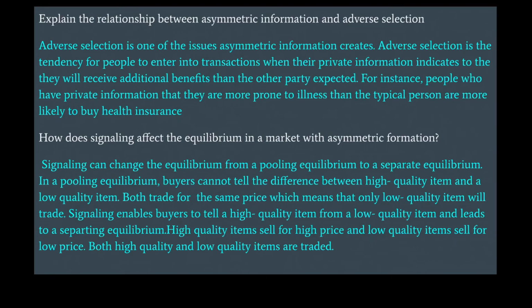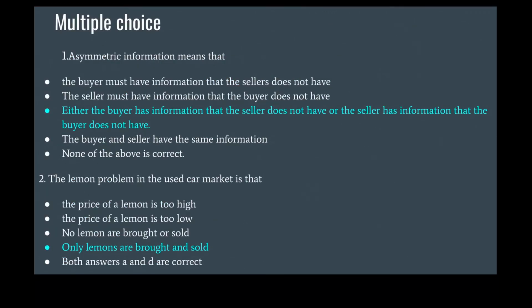How does signaling affect the equilibrium in a market with asymmetric information? Signaling can change the equilibrium from a pooling equilibrium to a separating equilibrium. In a pooling equilibrium, buyers cannot tell the difference between a high quality item and a low quality item. Both trade for the same price, which means that only low quality items will trade. Signaling enables buyers to tell a high quality item from a low quality item and leads to a separating equilibrium. High quality items sell for a high price and low quality items sell for a low price. Both high quality and low quality items are traded. These are multiple choice questions.